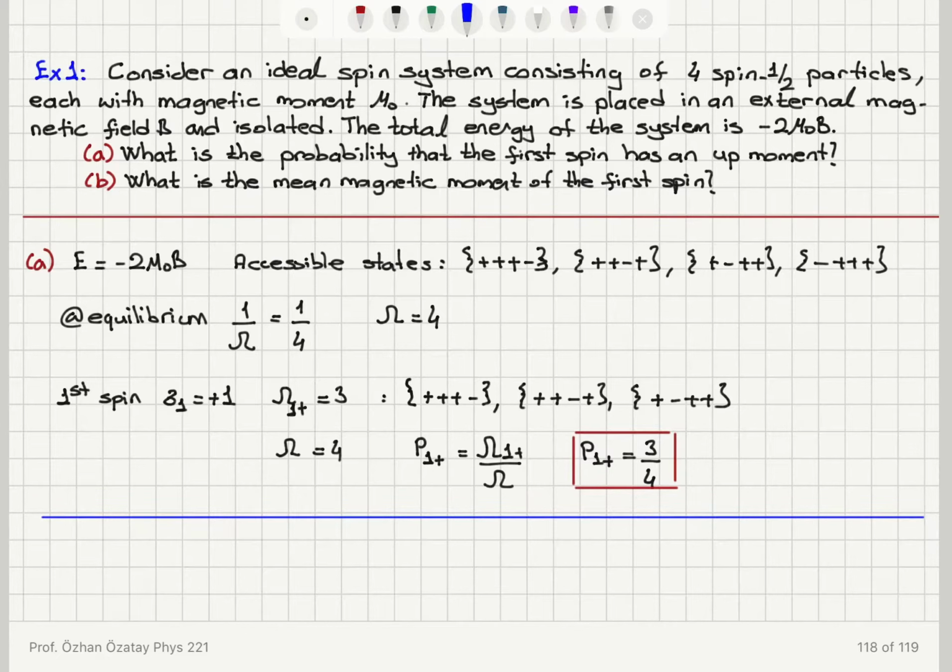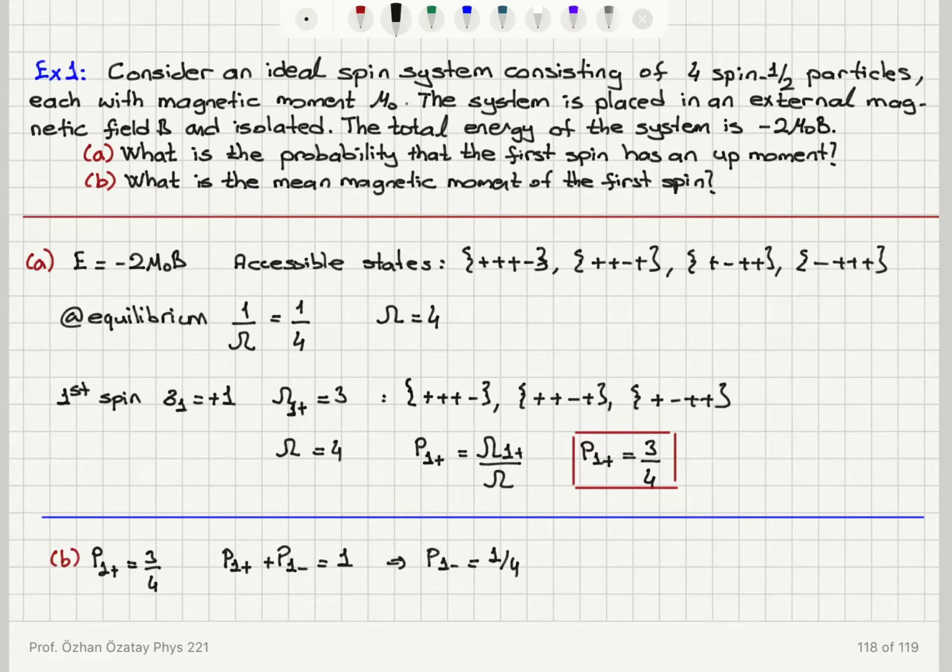And if I look at part B, what is the mean magnetic moment of the first spin? Well, for P1 plus, I have 3 over 4. You know that the first spin can be up or down, and these probabilities should add up to 1. It's either up or down. So P1 minus is 1 over 4.